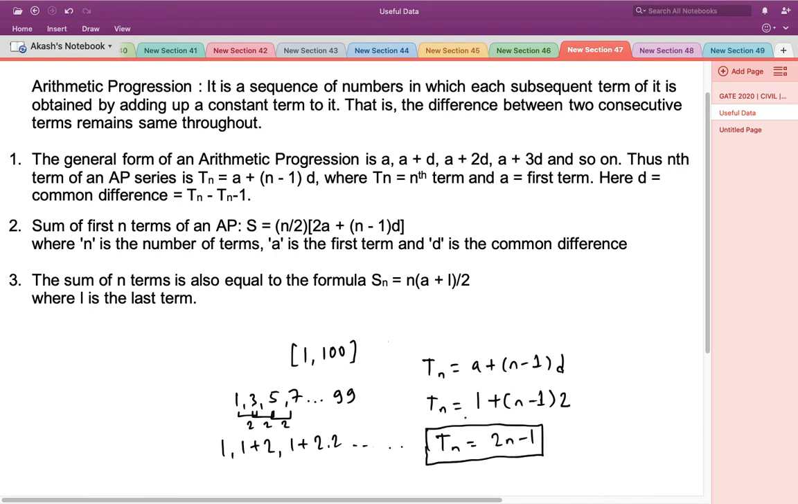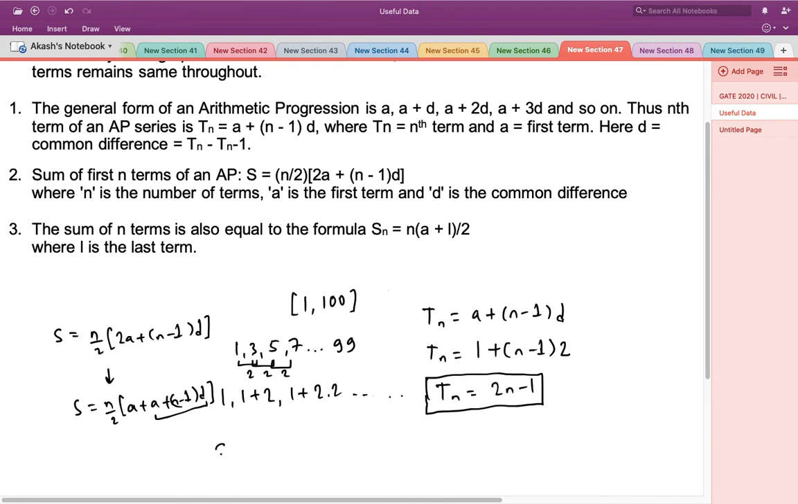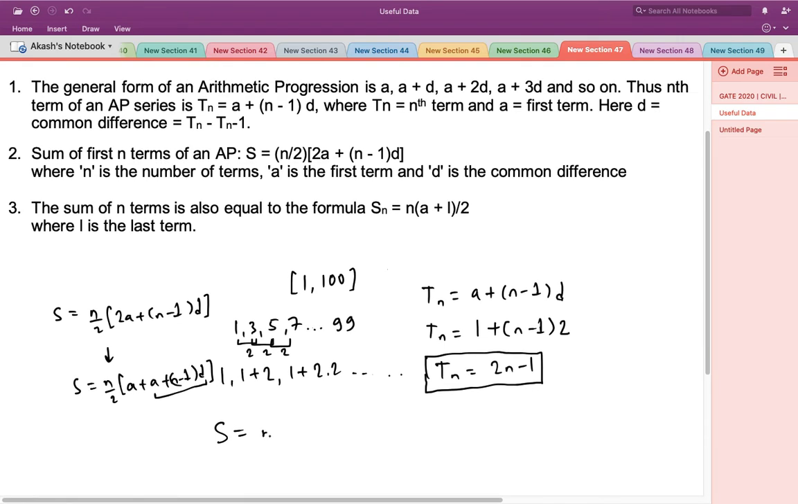Now, the sum of the arithmetic series with n terms can be given as S equals n upon 2 times 2a plus n minus 1 times d, which can also be written as n upon 2 times a plus t of n, where t of n is the nth term of the arithmetic series, which is also the last term. So the sum of any arithmetic series can be given as n upon 2 times a plus l, where l is the last term. So let's use this idea and solve the problem.